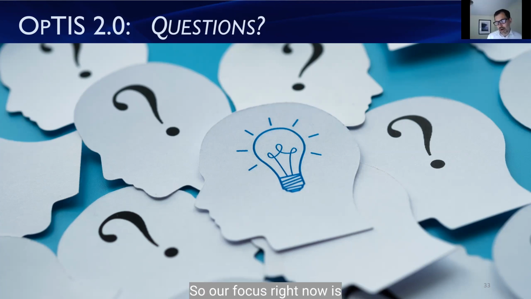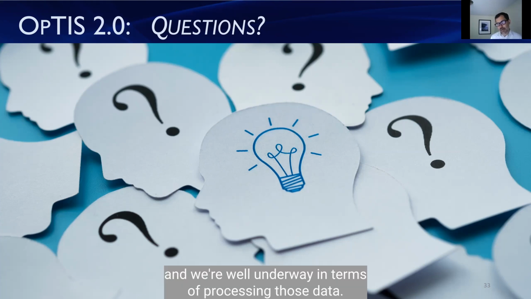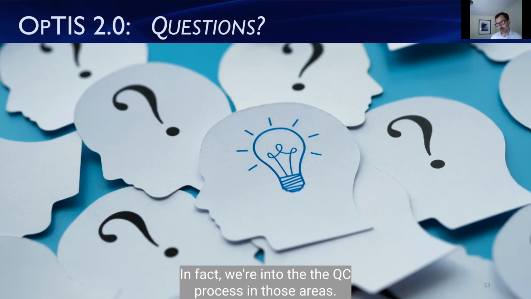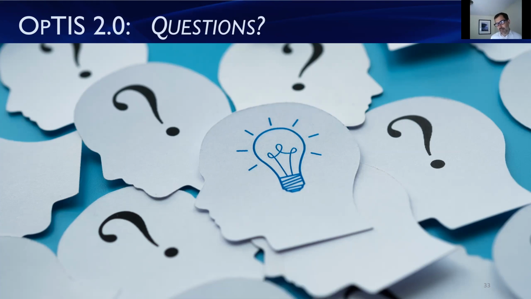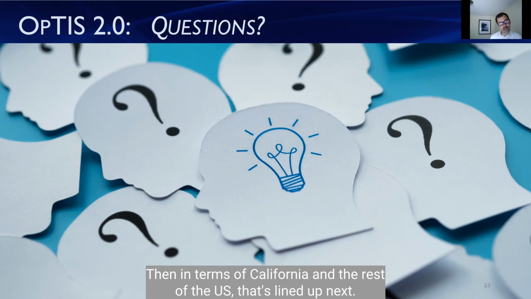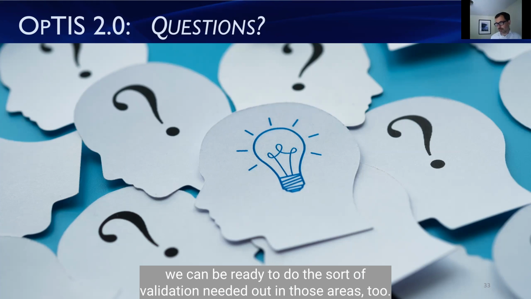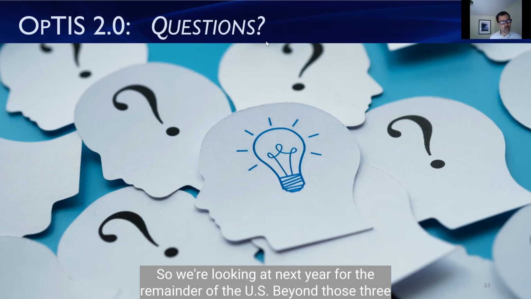Yeah, good question. So our focus right now is on the Chesapeake, Mississippi Delta, Great Plains, and we're well underway in terms of processing those data. In fact, we're into the QC process in those areas, and so the timeline there that we're looking at is early fall for release of those. Then in terms of California and the rest of the U.S., that's lined up next, and we're in the process of working with certified crop advisors to collect data so we can be ready to do the validation needed out in those areas too. So we're looking at next year for the remainder of the U.S. beyond those three next geographies.